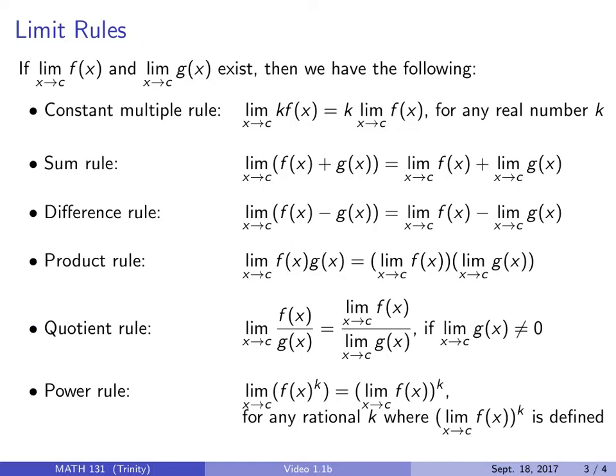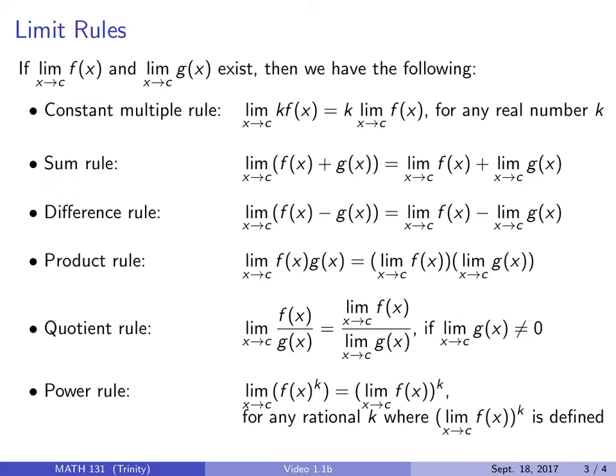The following slide summarizes the rules for how to take limits of combinations of functions. If I know that the limits of f and g exist, then I can combine them in the following ways and find their limits. First, let's look at the constant multiple rule. It says if I take any constant k and multiply it by f of x, the limit of that is the same as if I first take the limit of f and then multiply it by k. The same kind of idea applies throughout this.